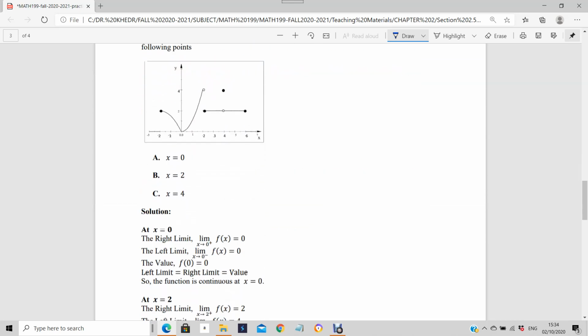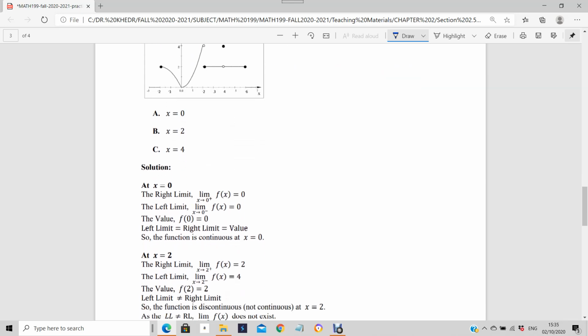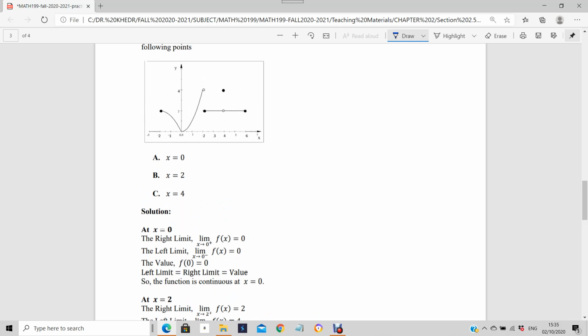Now if we move to problem 3, we need to discuss the continuity at 0, 2, and 4. So we have to follow the same steps. The solution is provided here. It's very clear. We have to find the limit of the function at each point, find the value of the function at each point, and compare the two values. If they are equivalent, then the function is continuous. If they are not equivalent, then the function is not continuous.